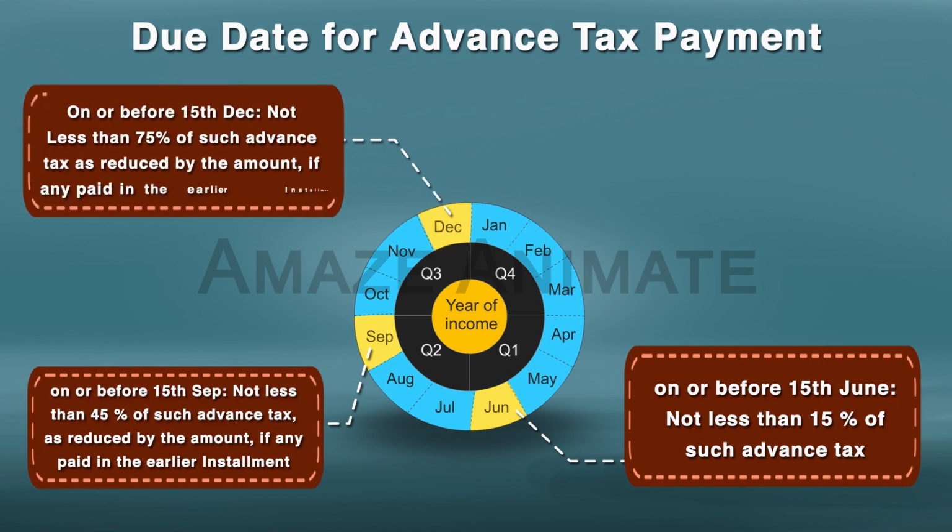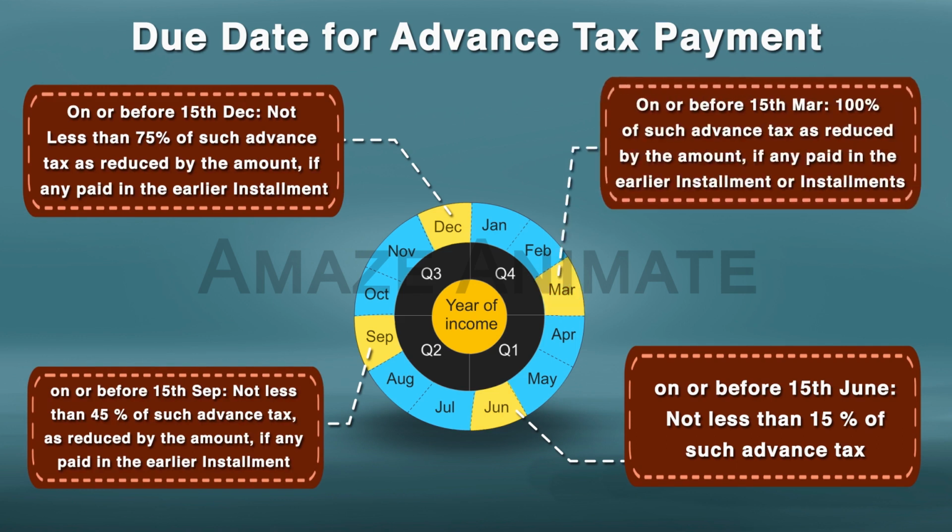For Q3, on or before 15th December, not less than 75% of such advance tax, as reduced by the amount, if any, paid in the earlier installment or installments. And for Q4, on or before 15th March, 100% of such advance tax as reduced by the amount, if any, paid in the earlier installment or installments.